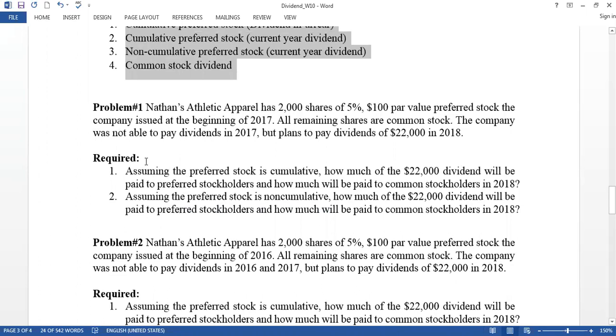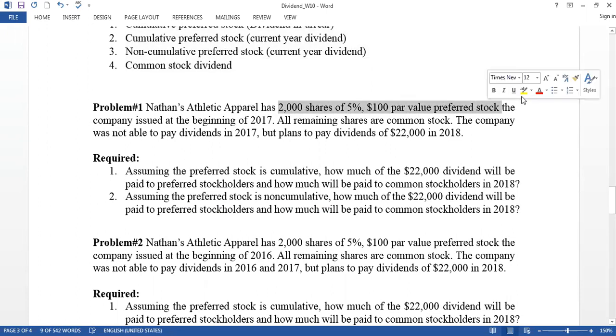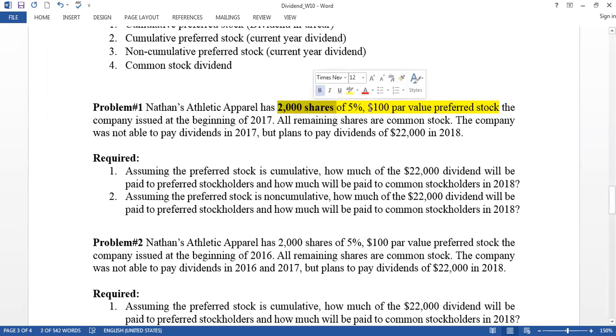Now let me explain some questions. So Nathan Athletic has 2,000 shares of 5%, $100 par value preferred stock. So read from the first part, this one. Here the question says how many preferred stock the company sells? 2,000 preferred stock the company sells, right? And what is the par value? Each share value is $100. And from this value, 5% is your dividend.